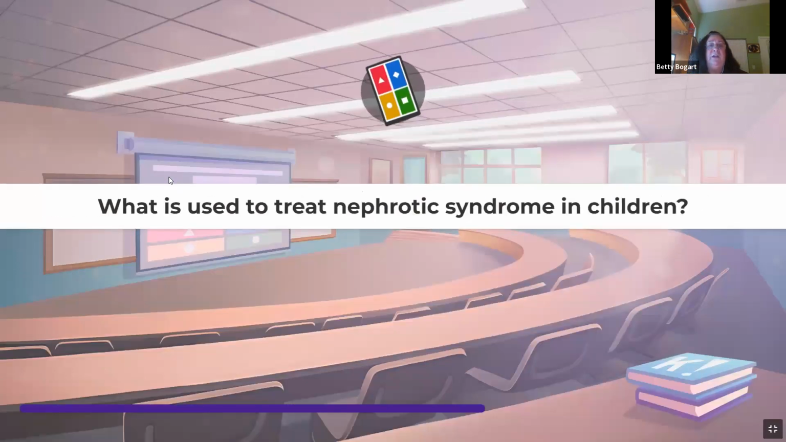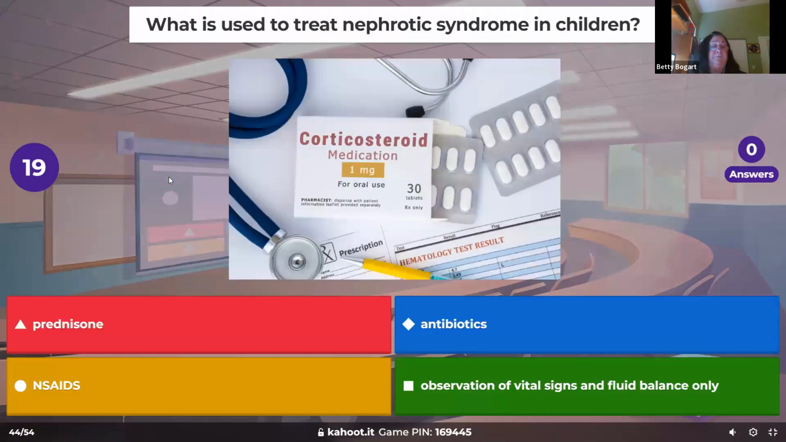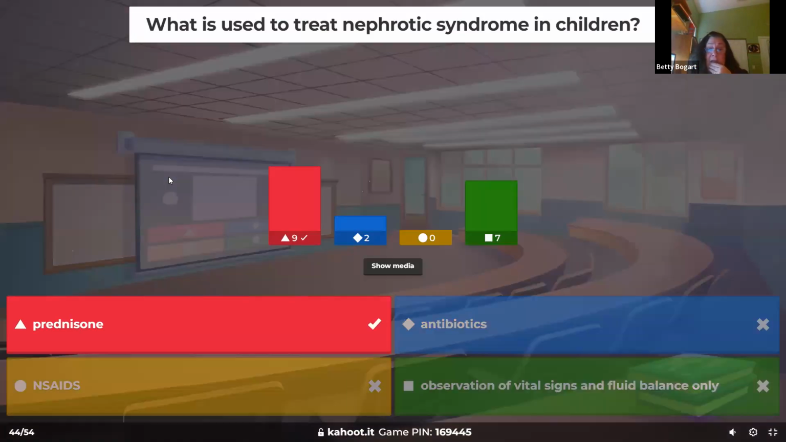What is used to treat nephrotic syndrome in children? It's prednisone. No. Is it observation of vital signs, fluid balance only? No. It is both: vital signs, fluid balance, and prednisone, daily weights, right?